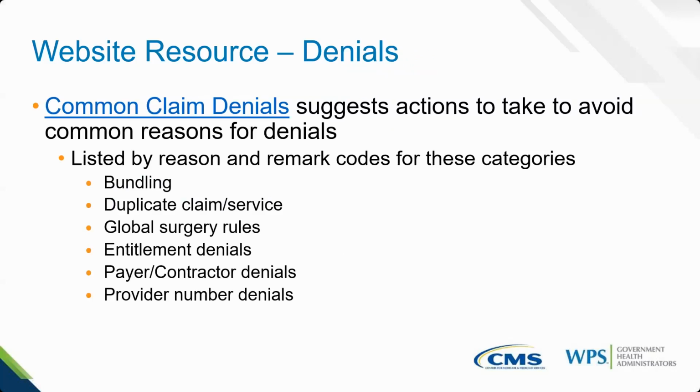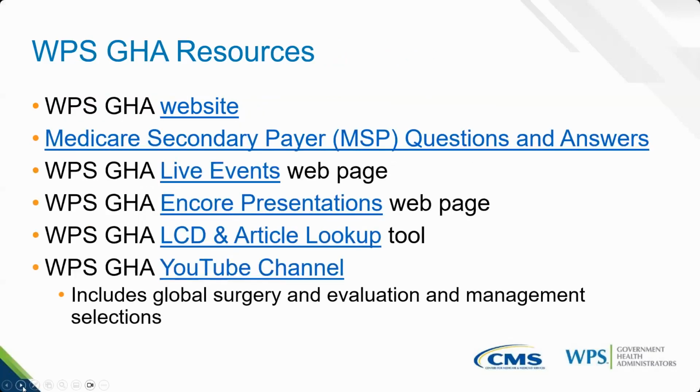Similarly, we have a resource for common claim denials. These are denials that are grouped into various denial categories. We have reason and remark codes for bundling denials. We have reason and remark codes for duplicates, global surgery, provider number denials. So you'll find the actual reason and remark codes listed for these categories of service on our website.